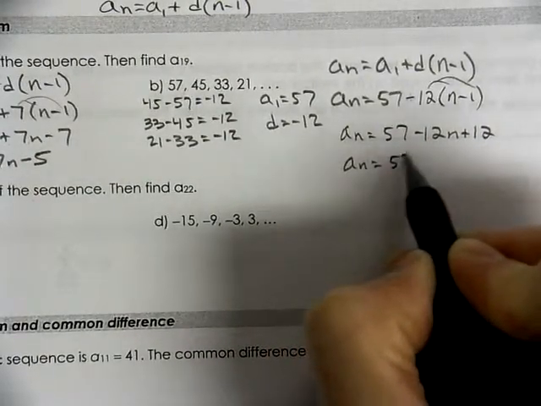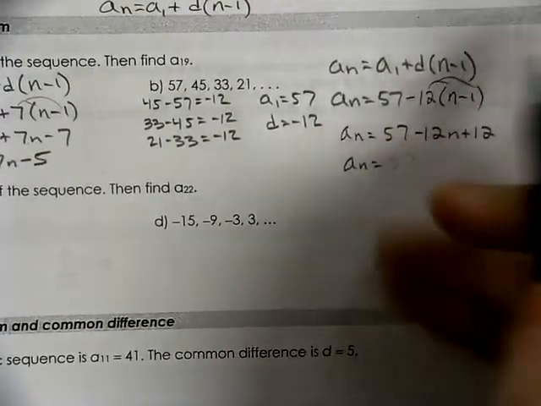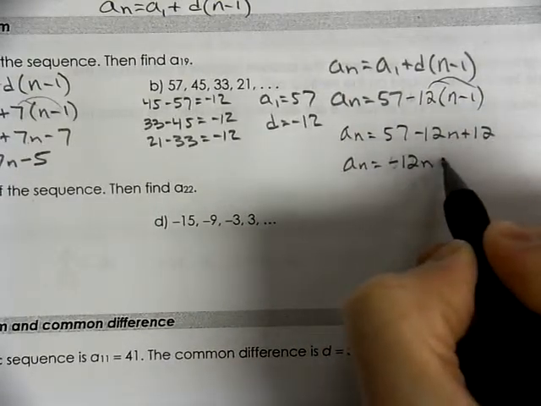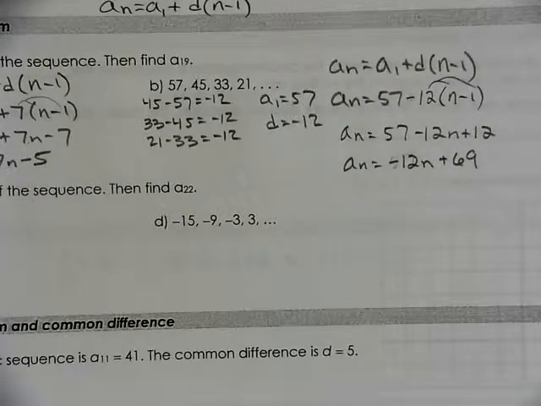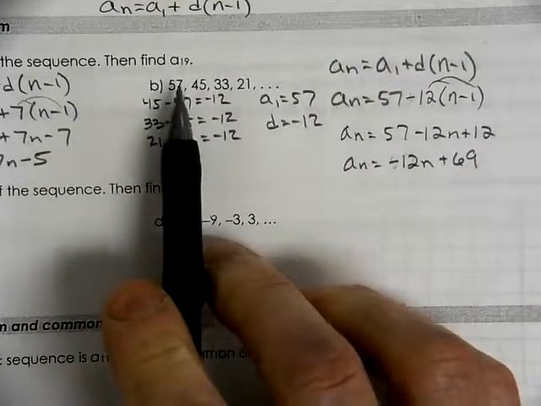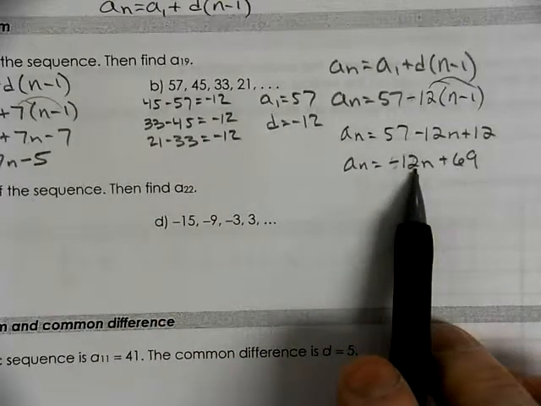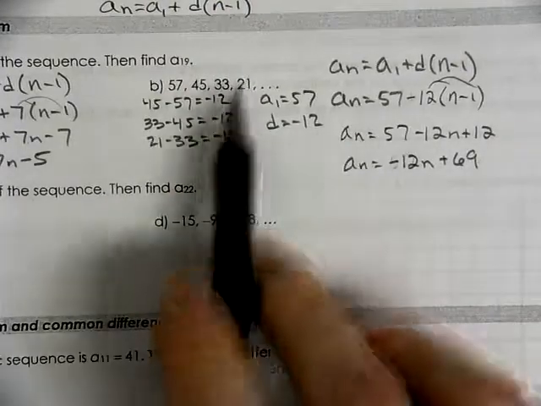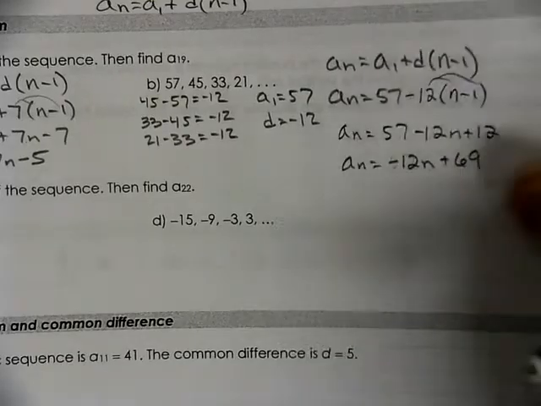And we're simplifying the way that this looks. We're going to end up with a negative 12n and positive 69. So if you plugged in a 4, you get negative 48 plus 69 should give you 21. It's a good way to test it. Be sure that it works.